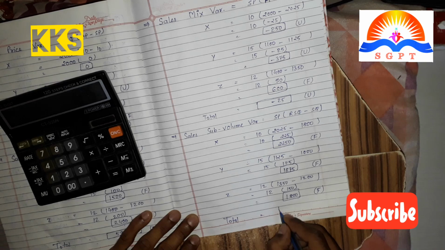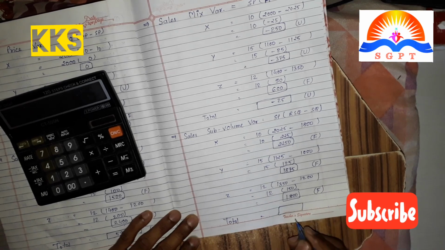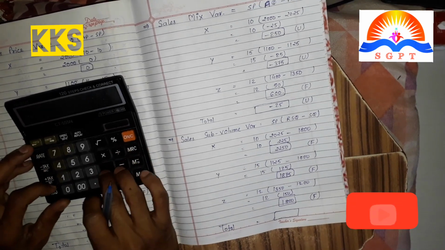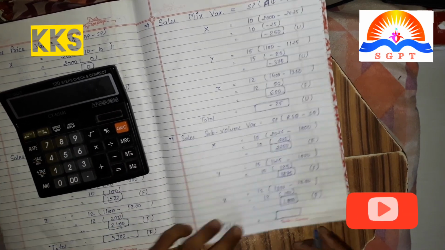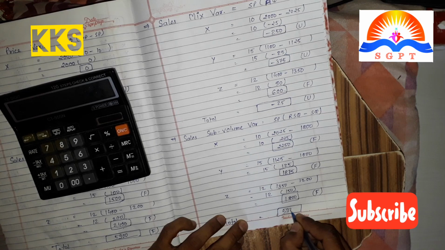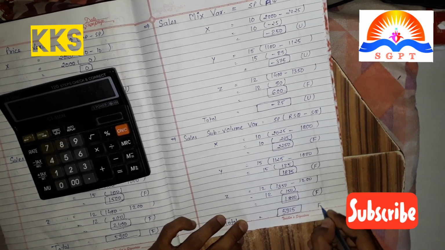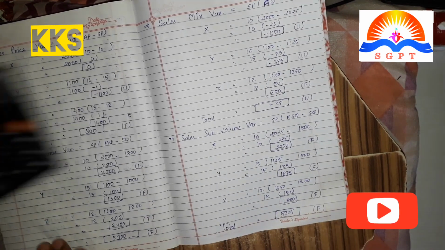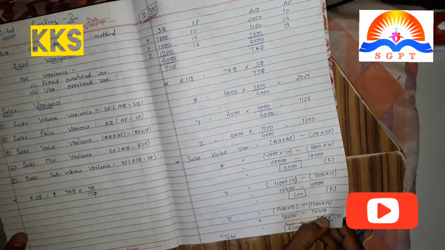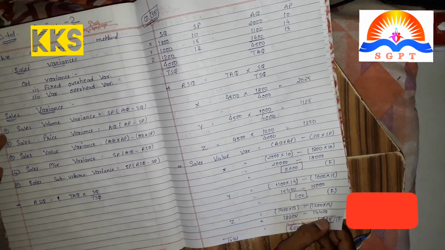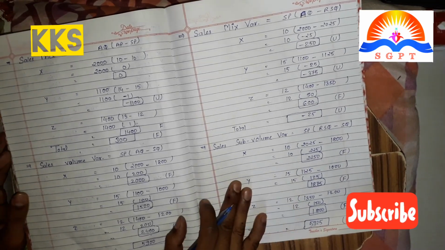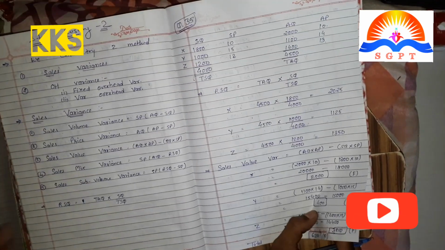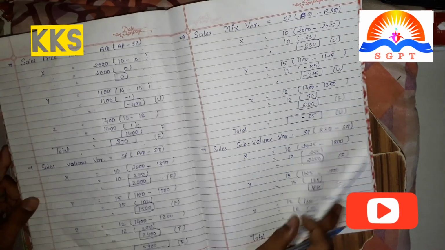Total: 1875 plus 2250 plus 1800 is 5925, that is favorable. It means all 5 variances have been calculated here, and we have written 5 formulas for that, and that is done. If you have any queries in sales variance, you can comment and ask me.